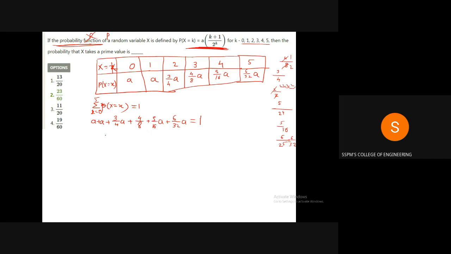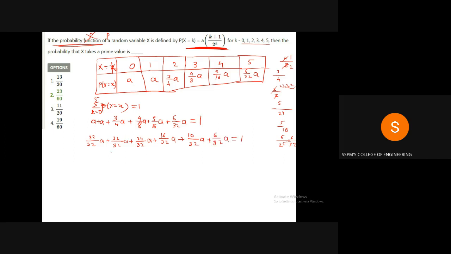So a can be written as 32 by 32a, and here it can be written as 32 by 32a. We are trying to make the denominators equal. So 3 by 4 is 24 by 32a, 4 by 8 is 16 by 32a, plus 5 by 16 can be written as 10 by 32a, and 6 by 32a is similarly 6 by 32a, equal to 1.